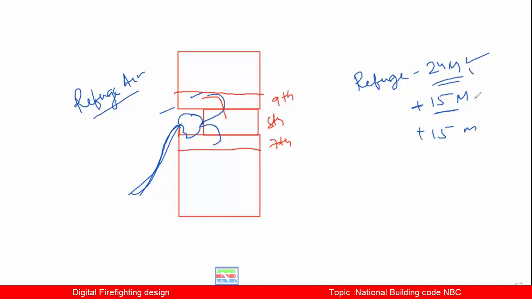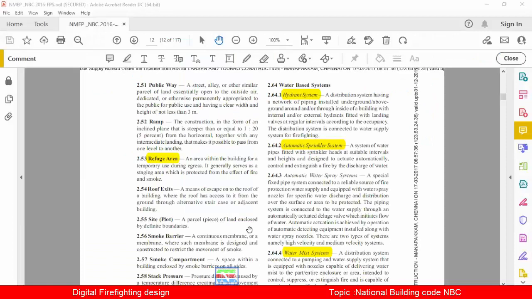After 24, then you'll have 39. Then 39 plus 15, how much? 54. All those things you need to check. Like this you need to give. Is it clear, Praveen? Yes, sir, clear.